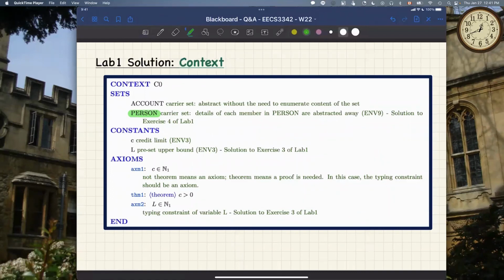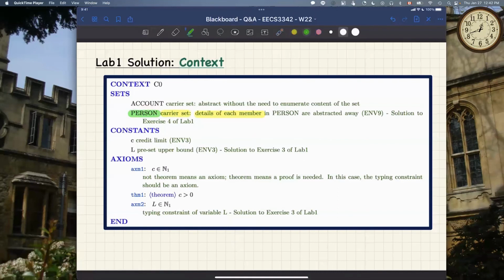And notice my comments over here. Whenever we actually make a carrier set, that's simply because the details for each member in that particular set, we simply don't know, or we don't have to specify. So what's really each member in the person set? What's their name? What are the attributes of a person member? We don't need to specify. That's why it's simply just a carrier set, right? It's just a modeling convenience for us to be abstract at the moment. Okay, so that's one thing that's new.